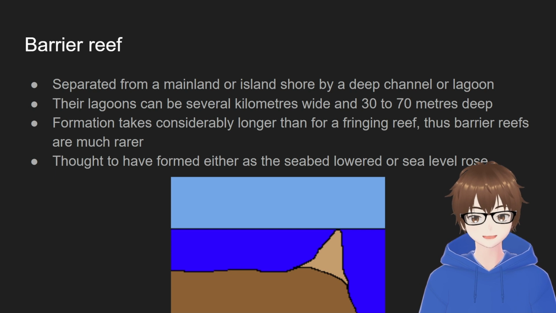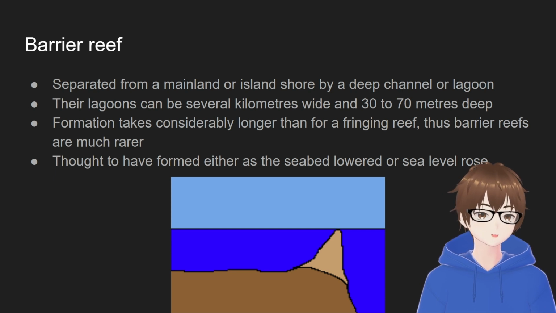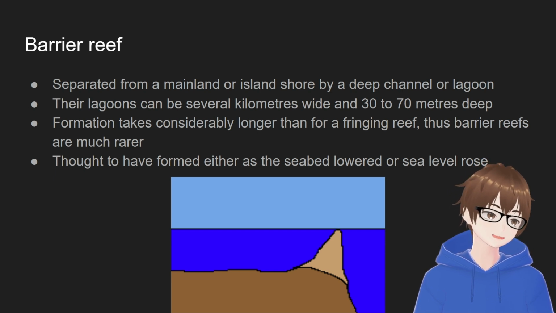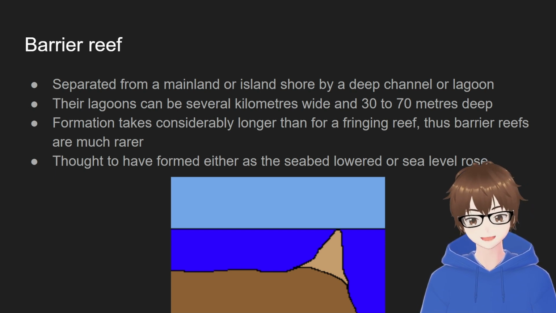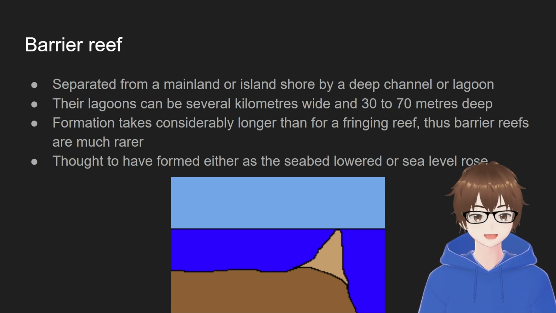Their lagoons can be several kilometers wide and 30 to 70 meters deep. Formation takes considerably longer than a fringe reef, thus barrier reefs are much rarer. They are thought to have formed either as the seabed lowered or sea level rose. And then again, we have the picture here showing it growing up from the seafloor.